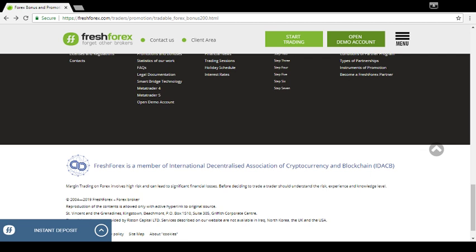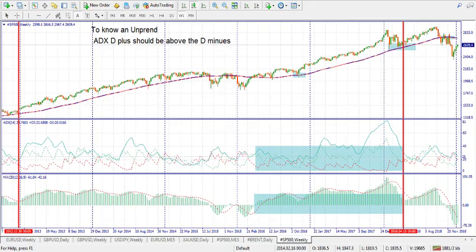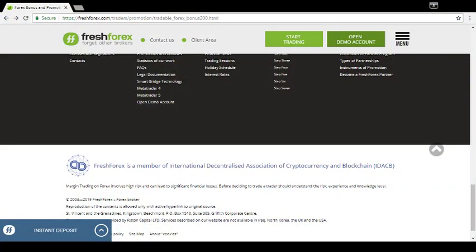Then the next condition, the bars of MACD must be above 0.00. That's the next condition. And then the last one, envelopes must be below where price is. Envelopes must be below where price.